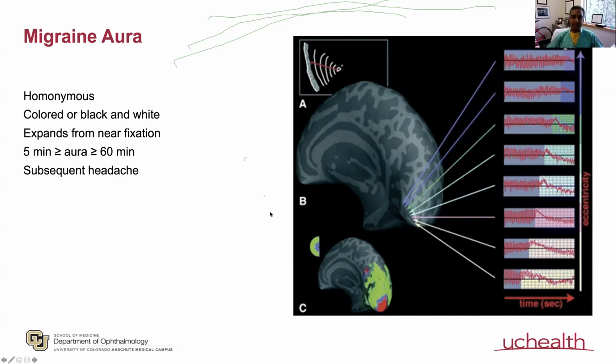So this is, again, the physiologic basis of the reason why people will get the characteristic pattern of their migraine aura.